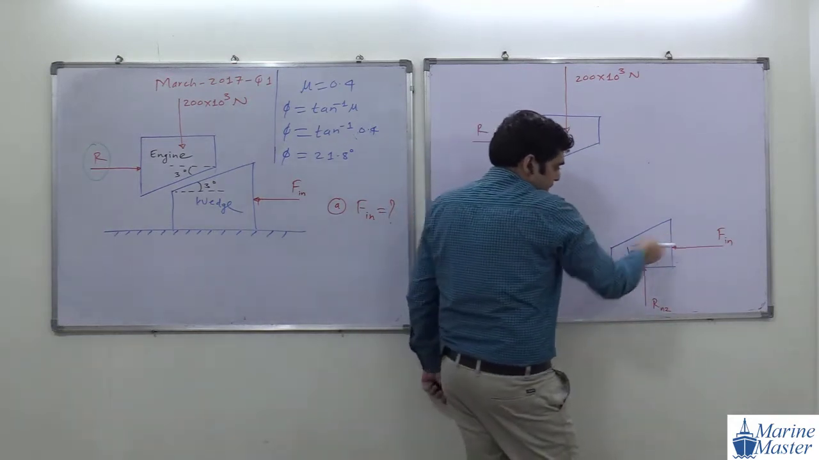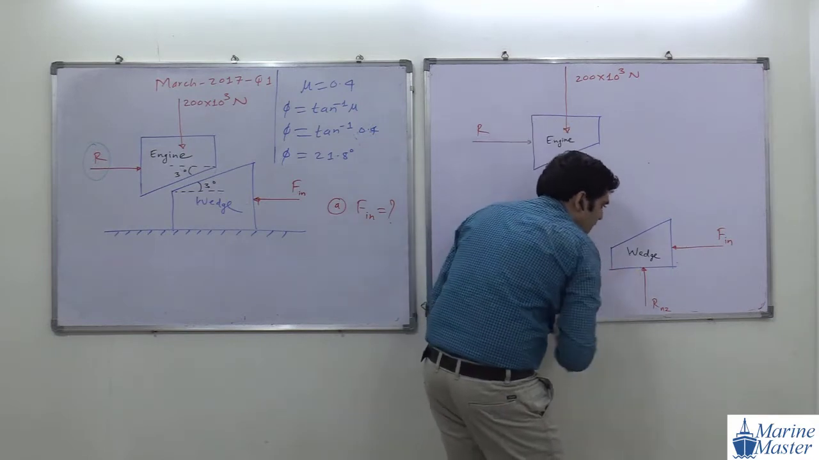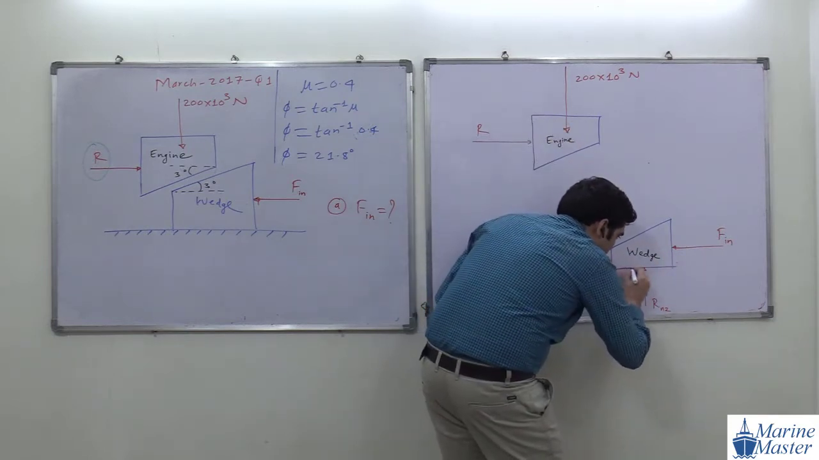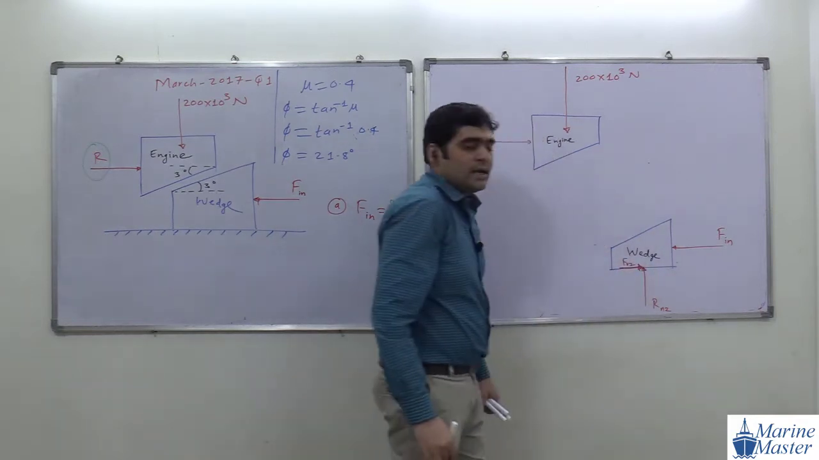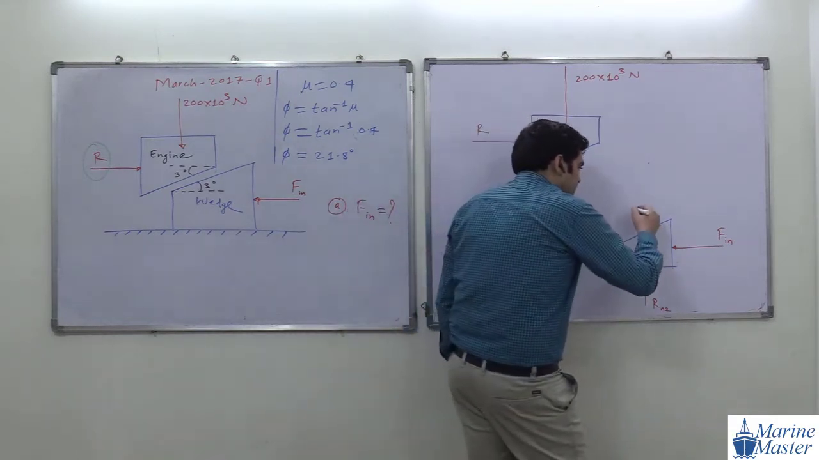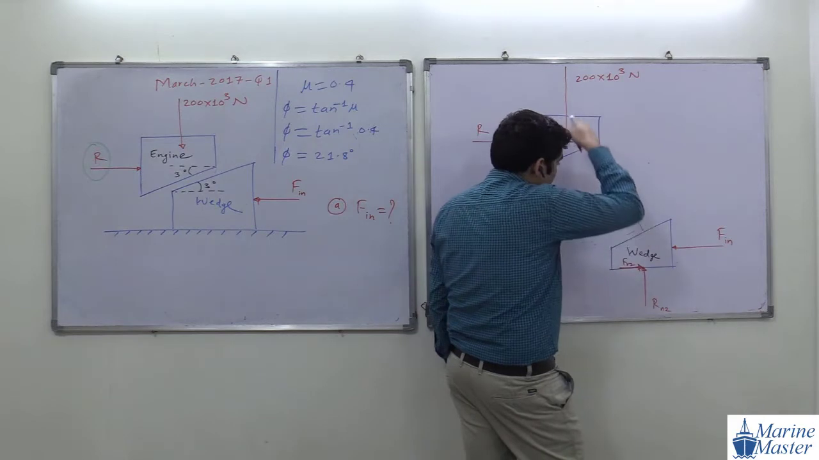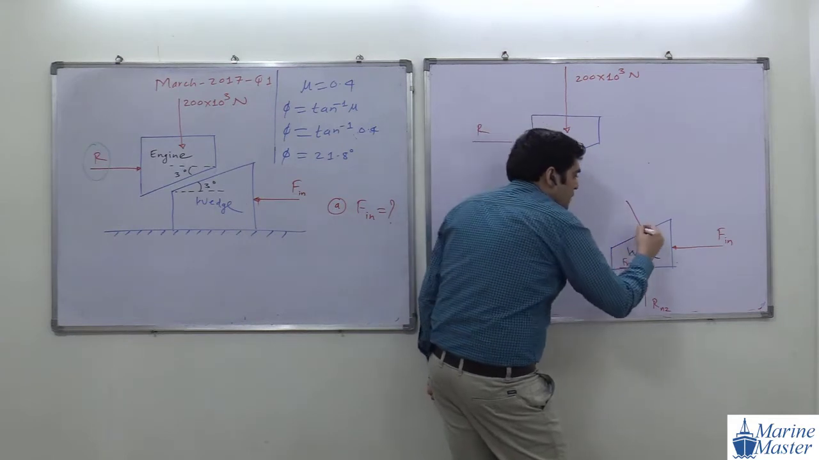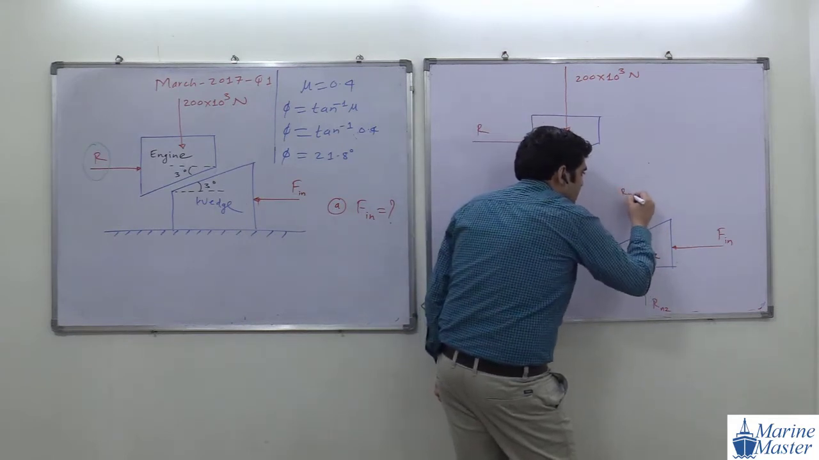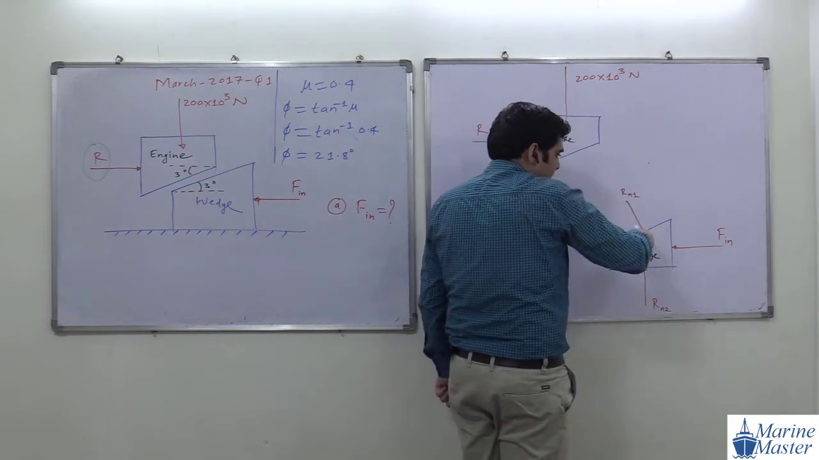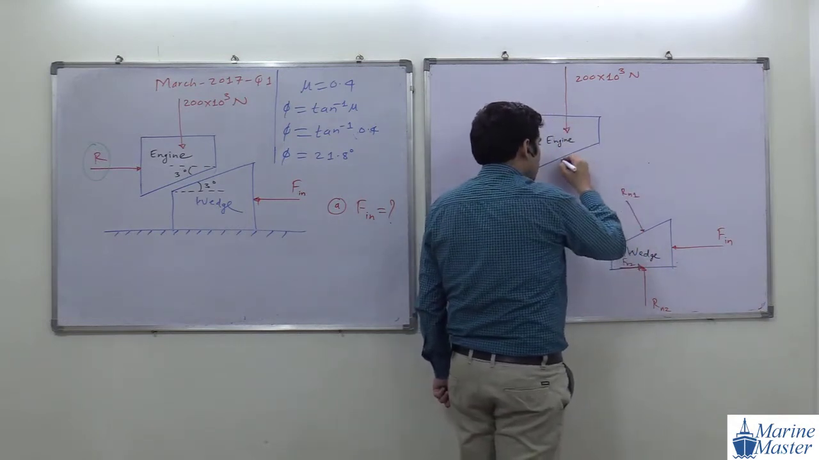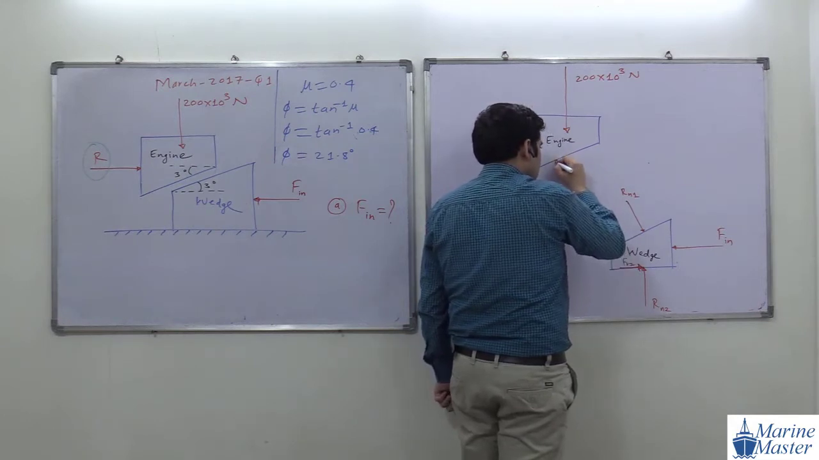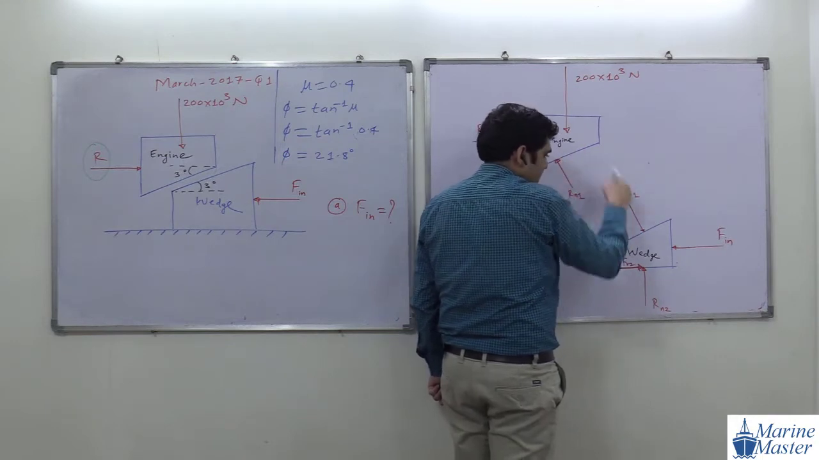Then, if this wedge tries to go this side, there will be a friction force, which we will call Fr2. Now there will be a normal reaction from the engine on the wedge. We will call this normal reaction Rn1. If it is Rn1 this side, then automatically this Rn1 will come on the engine. Here also the same Rn1, for every action there is an equal and opposite reaction.